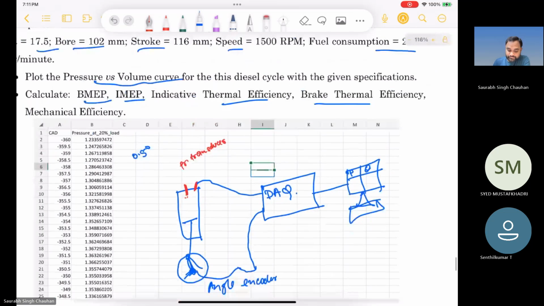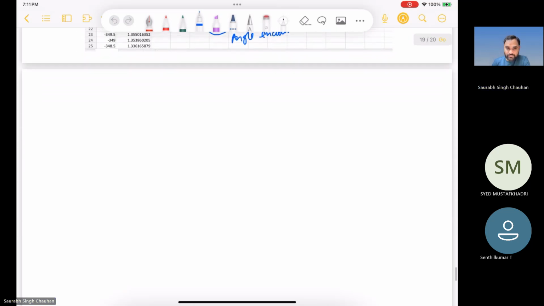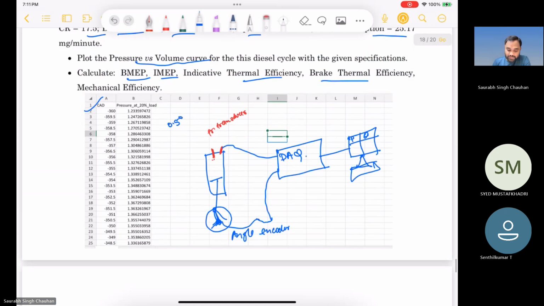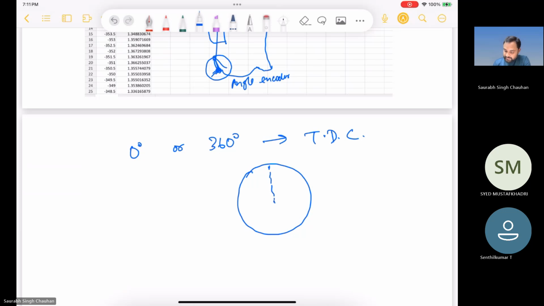Then using this CAD versus pressure data, you can get pressure volume data. You can convert the crank angle degrees into volume. You know what crank angle degree is, right? Crank angle degree basically tells the rotation of the crankshaft. So 0 degree or 360 degree corresponds to TDC. This is TDC, and this is your CAD, theta. So using this theta, can you tell the cylinder volume?